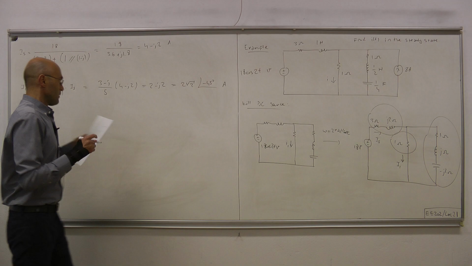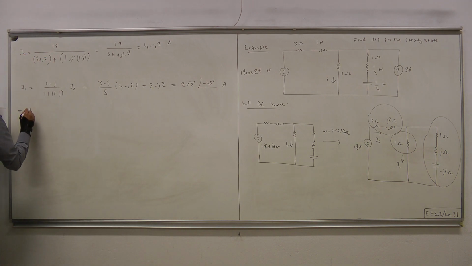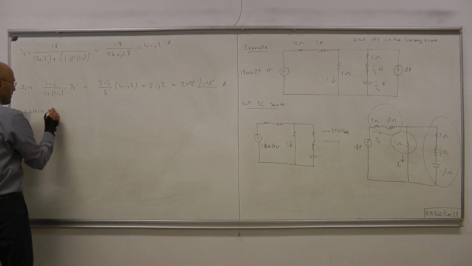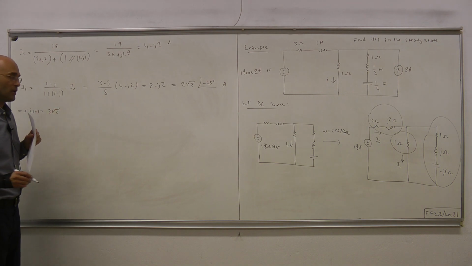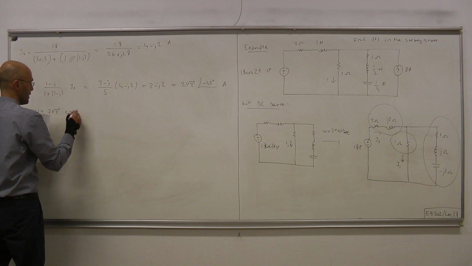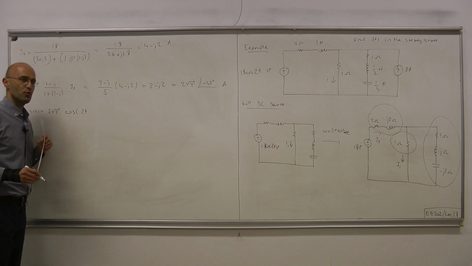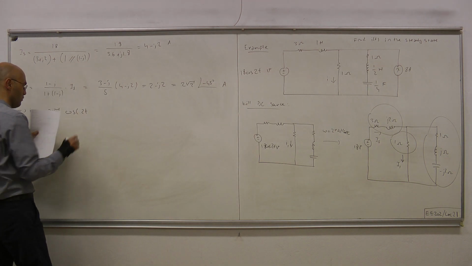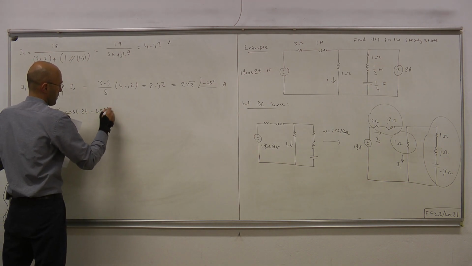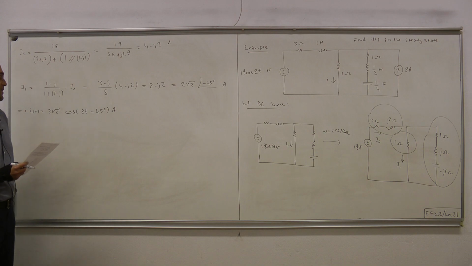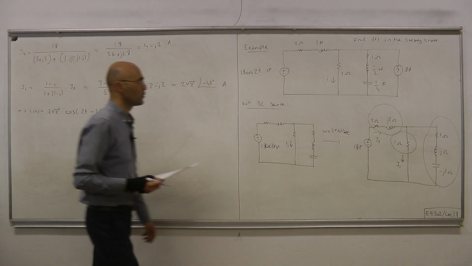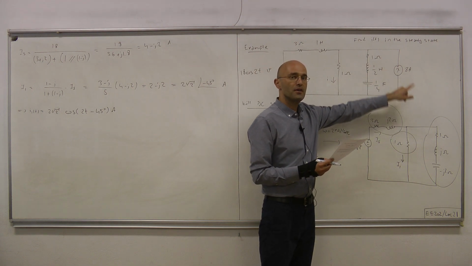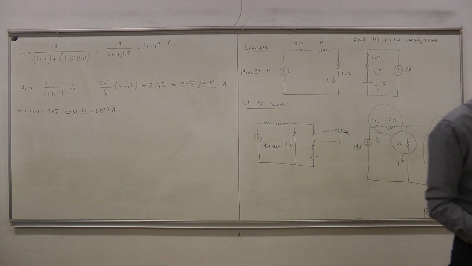Okay, so let's write that down. I1 of t equals the sinusoidal with amplitude 2 times square root of 2 cosine. Frequency is 2 radians per second, so we have 2t, and we have minus pi over 4 phase. Now let's move on to the DC component of this current due to this constant current source.